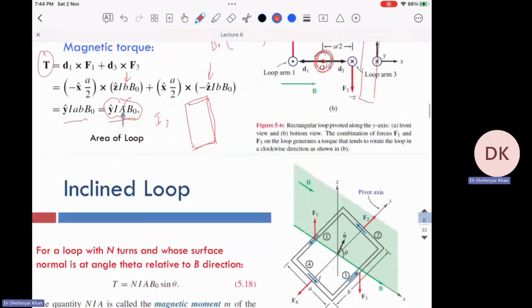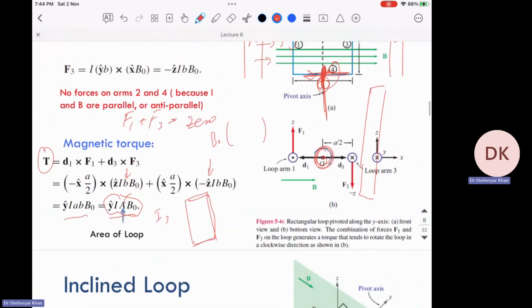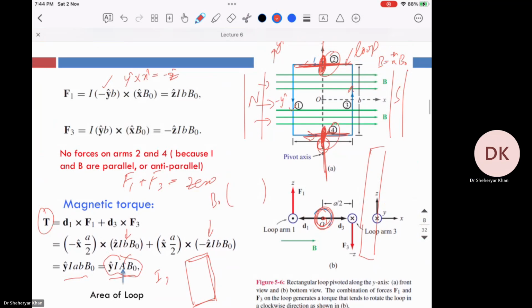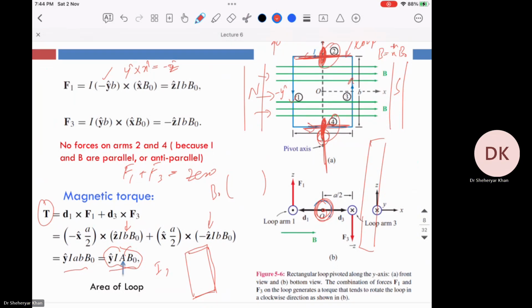Okay. Now, another question. If this is the case, when the force is acting on this loop, right? So this is the loop, and the field is acting like this. When the field acts, the loop will move like this. Of course, it's rotating.